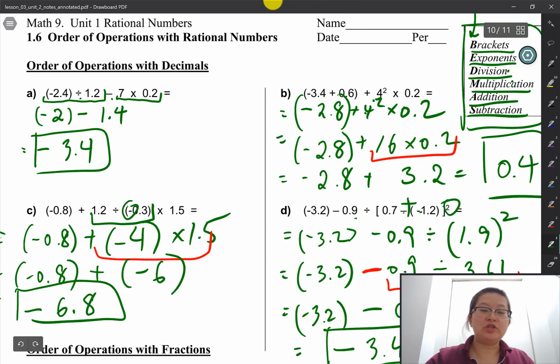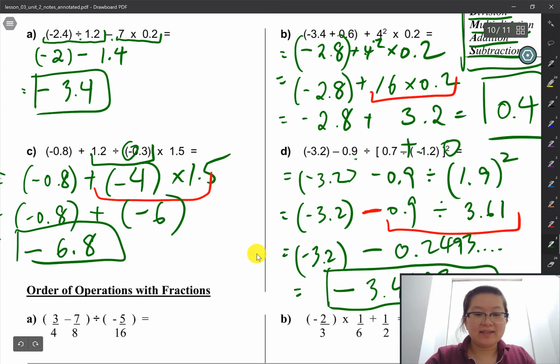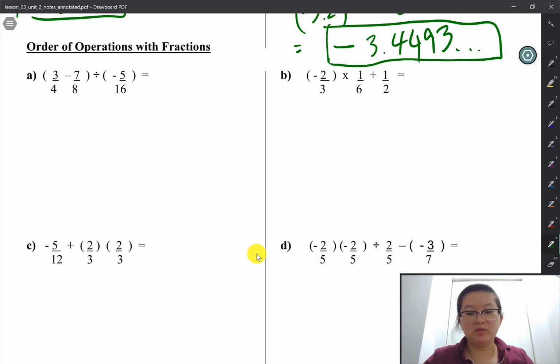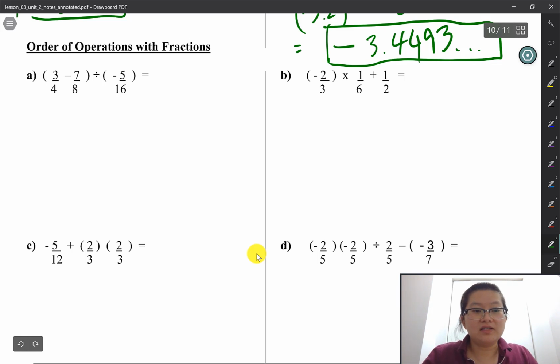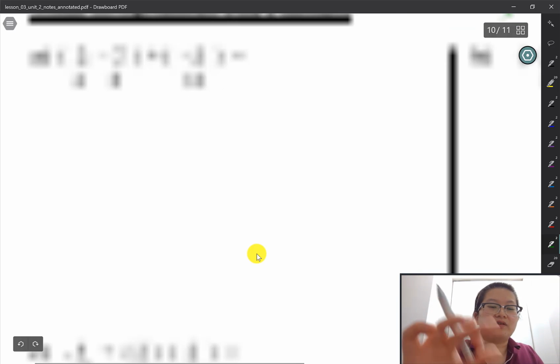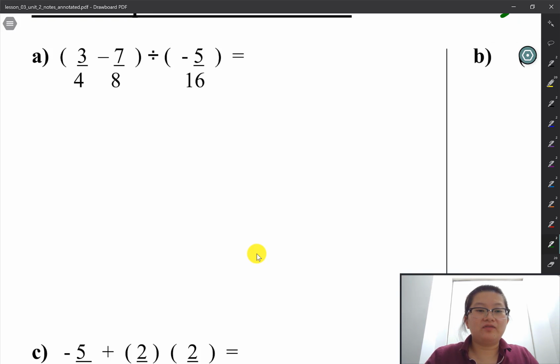In this video, we're going to continue on with order of operations with rational numbers. So let's begin. Last video, we looked at decimals. In this video, we're going to look at fractions. Again, the order matters in which we do certain things. And don't forget, you can divide and conquer, dealing with the multiplying and dividing first before you do the adding and subtracting.